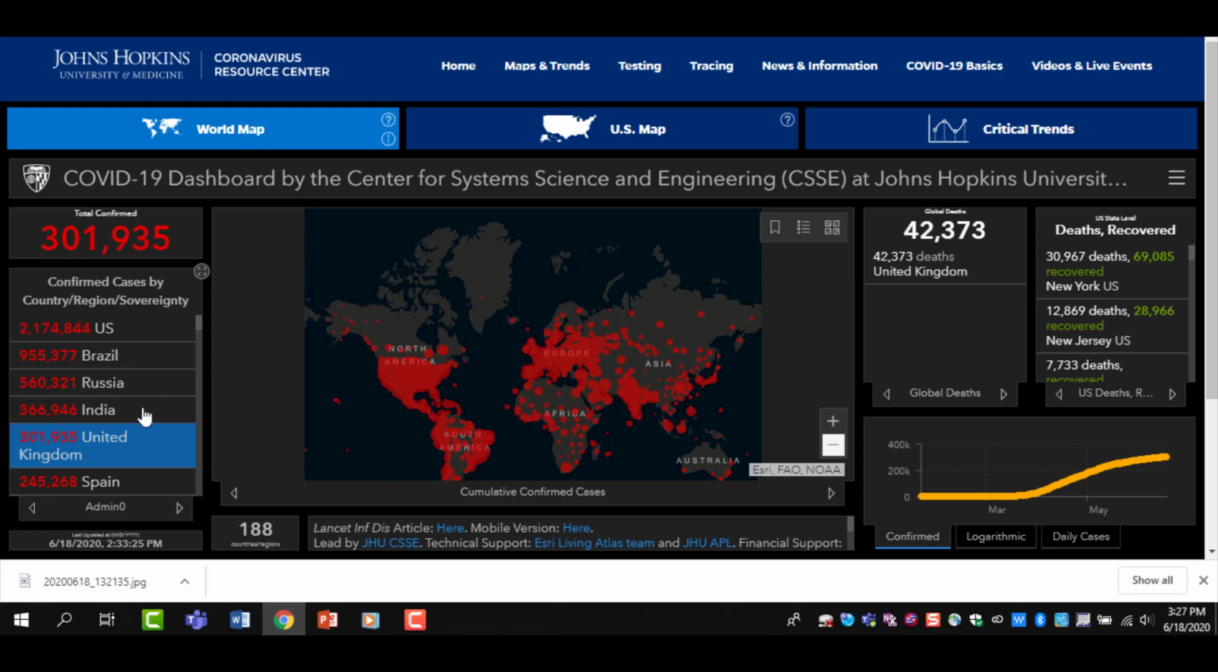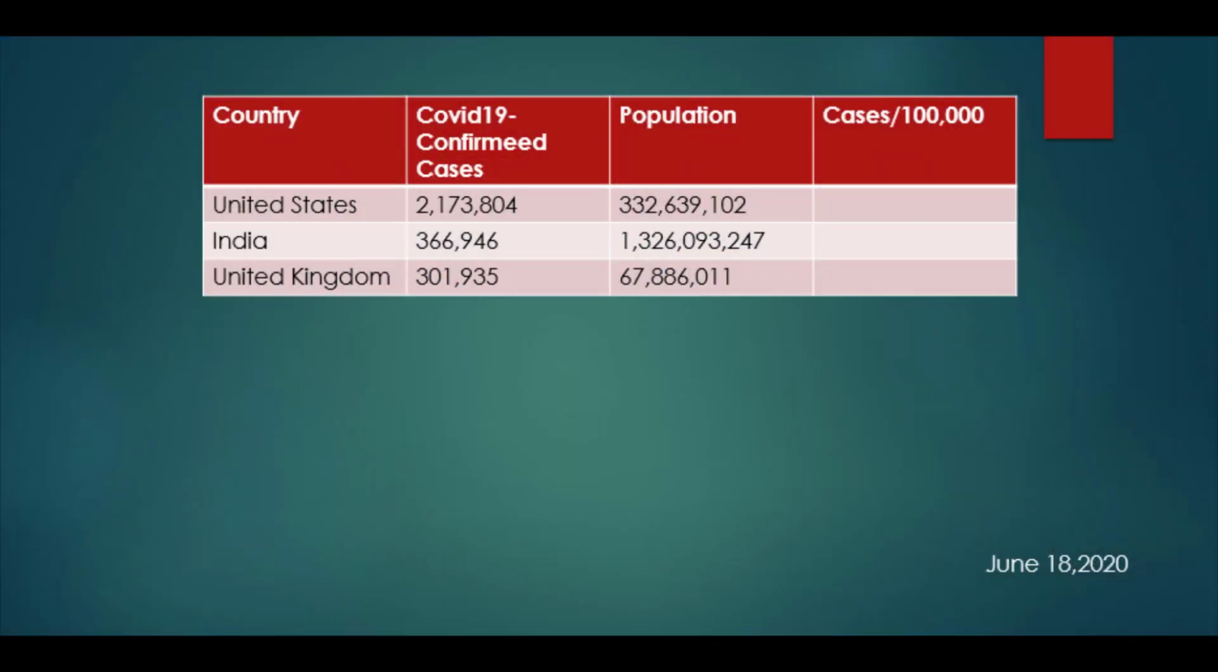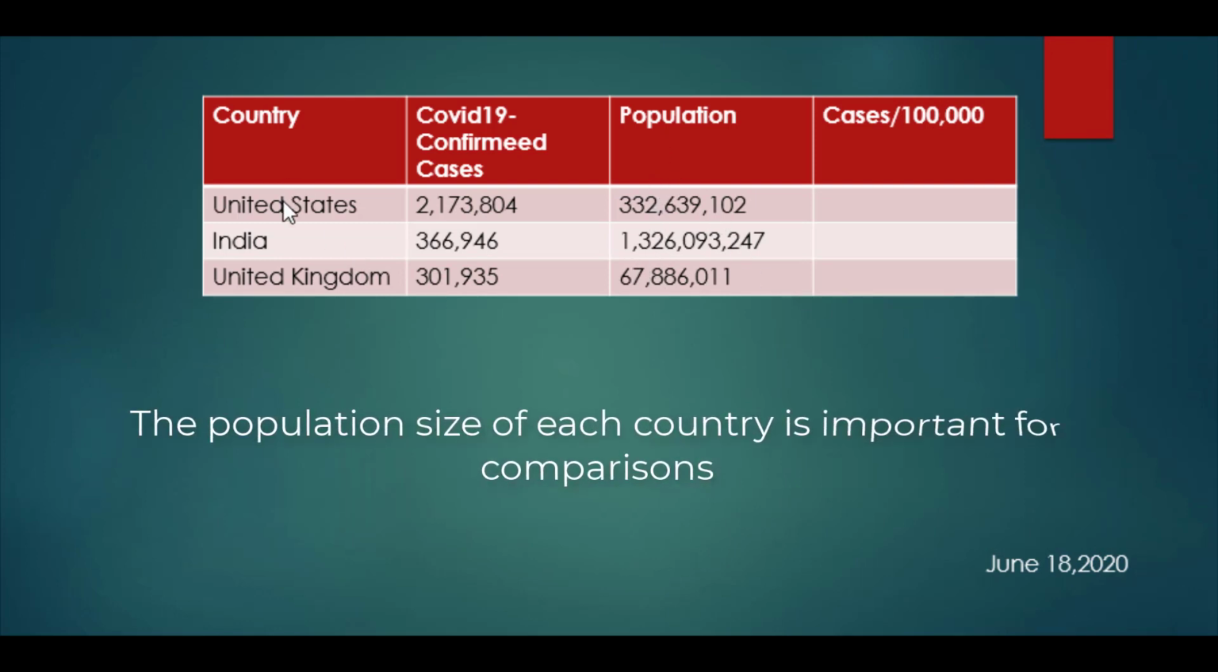But what important information am I lacking here? Actually, I'm lacking a lot of important information, but one main thing. Think about it. Well, one very important factor is the population of each country. So here are the countries we're talking about, here are their confirmed cases, and here are the populations.